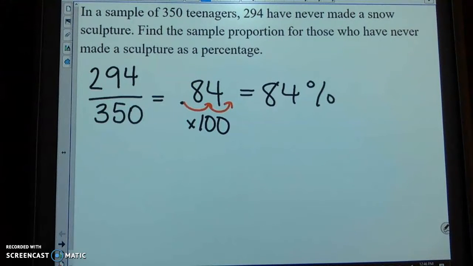That means that 84% of teenagers have never made a snow sculpture. I'm betting they did not poll any Minnesota teenagers.